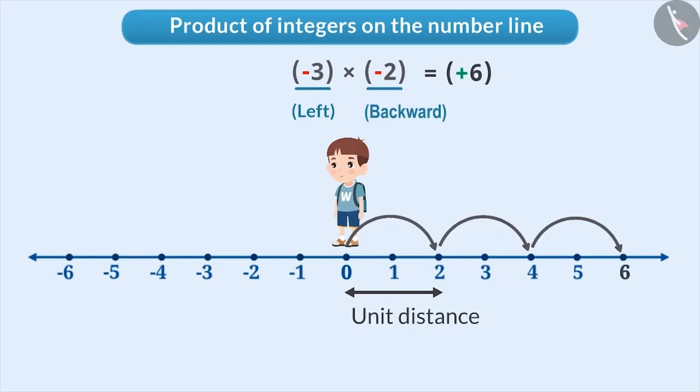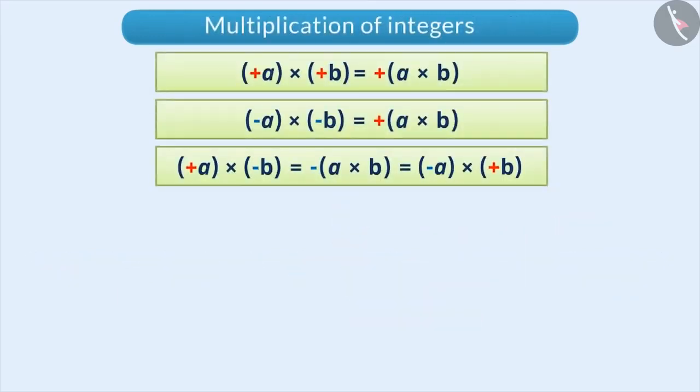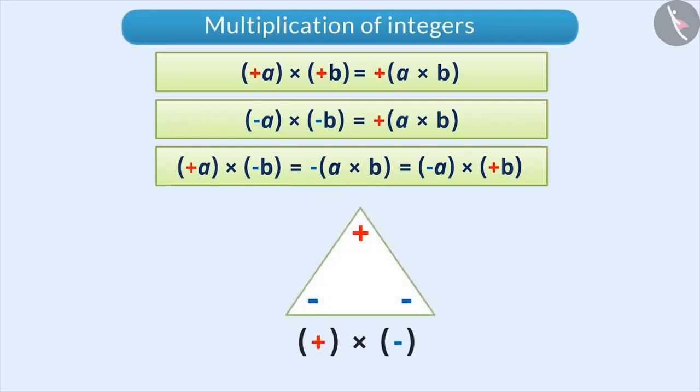Let's see a simple method to remember these rules. If you hide signs of two integers used in multiplication, then the sign which is visible is included in the result. Isn't it easy?